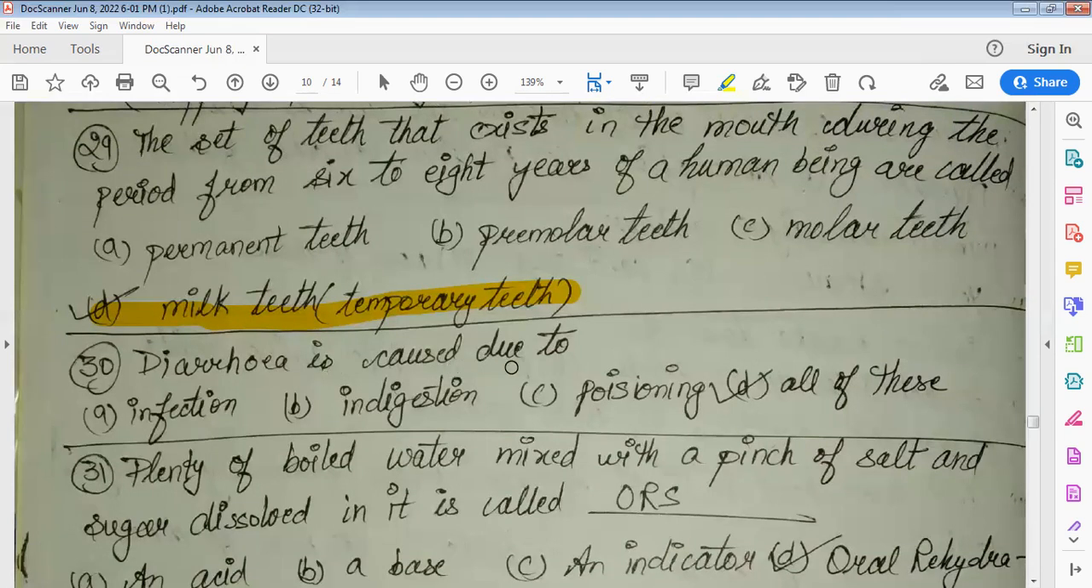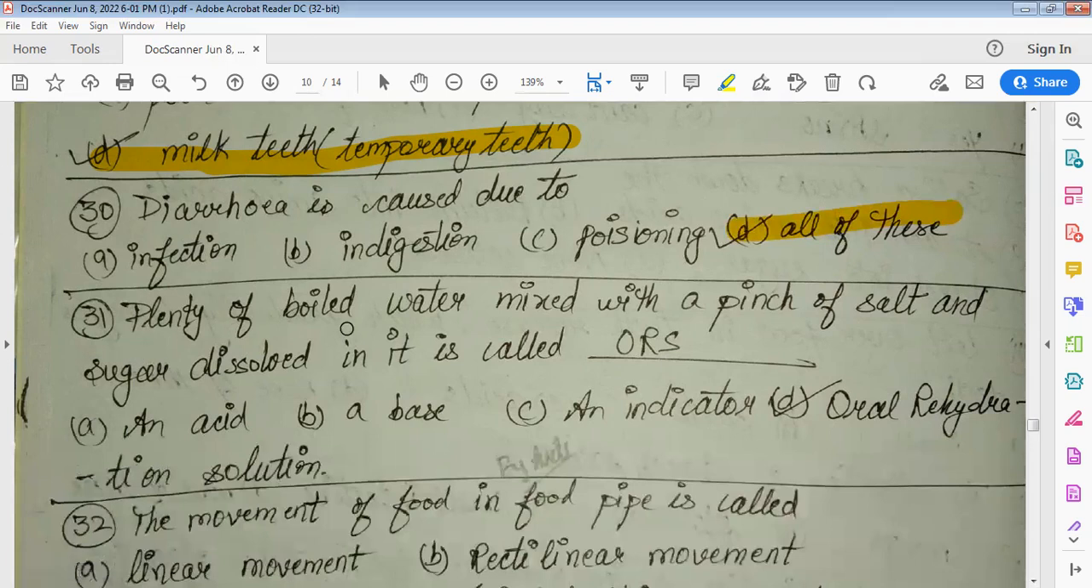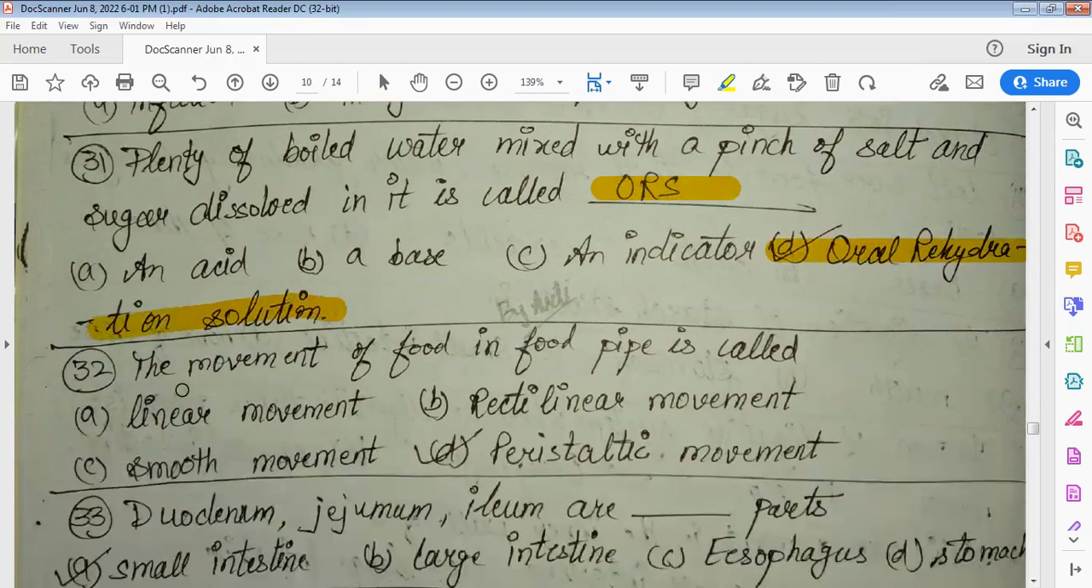Diarrhea is caused due to infection, indigestion, poisoning, all of these. Plenty of boiled water mixed with a pinch of salt and sugar dissolved in it is called ORS, oral rehydration solution. The movement of food in the food pipe is called peristaltic movement.